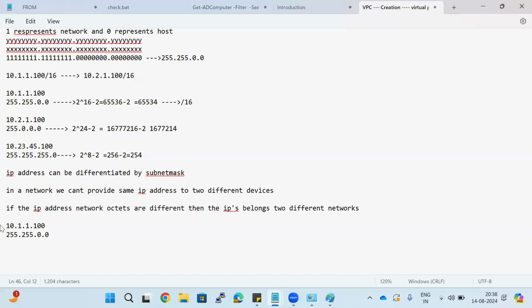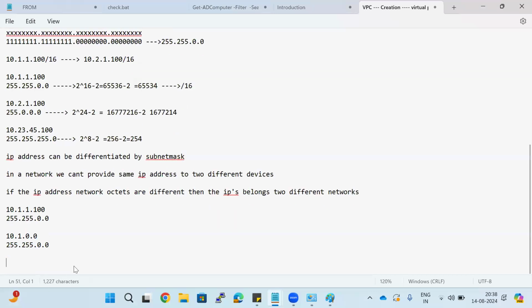Okay, so now if you can see here, what are the host octets? The last two octets are the host octets. If the last two octets of the host of an IP address are 00, then it is called a network ID. Sir, why only the last two octets? Because the subnet mask is 255.255.0.0. So that's the reason the last two octets, if they are zeros, then that is called a network ID.